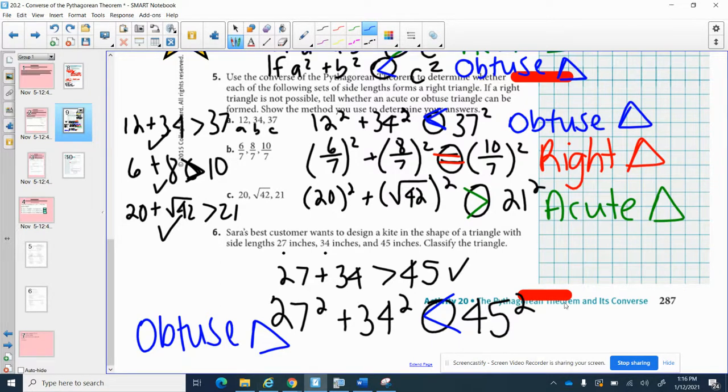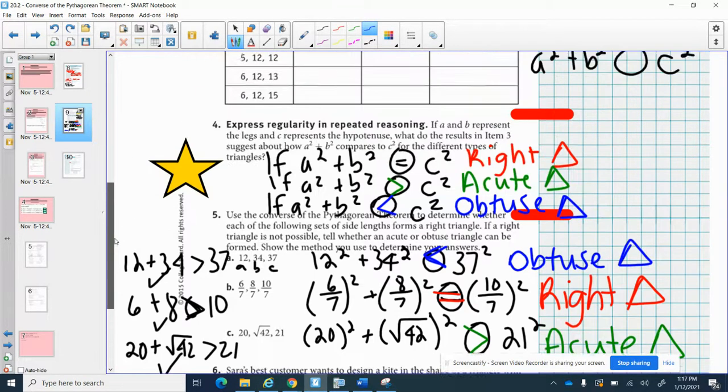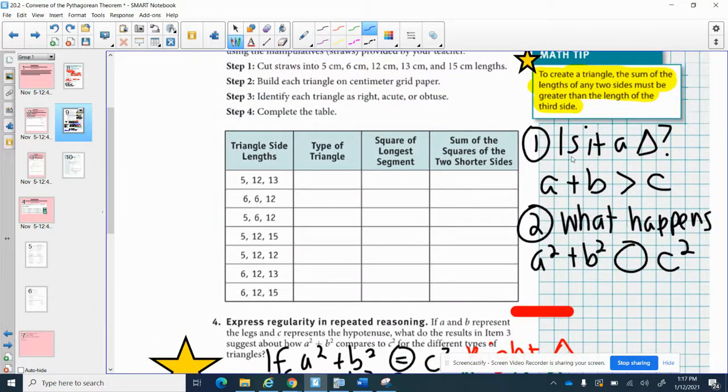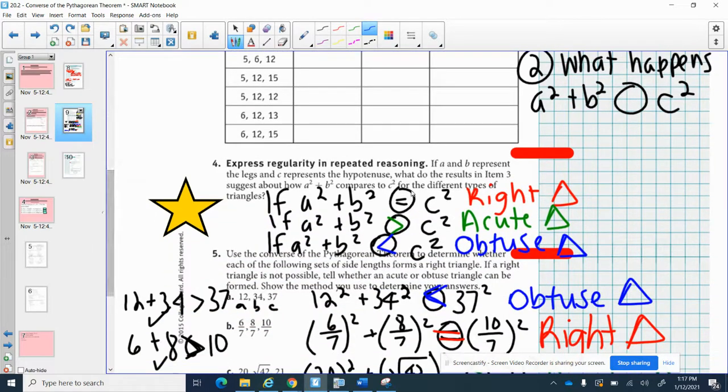Thanks everyone for watching. We will work more with this in class. Remember, make sure you always check, is it a triangle first, and then look at what happens to a squared plus b squared compared to c squared. When it's equal, it's right. A squared plus b squared being greater is acute. A squared plus b squared being less than c squared is obtuse.